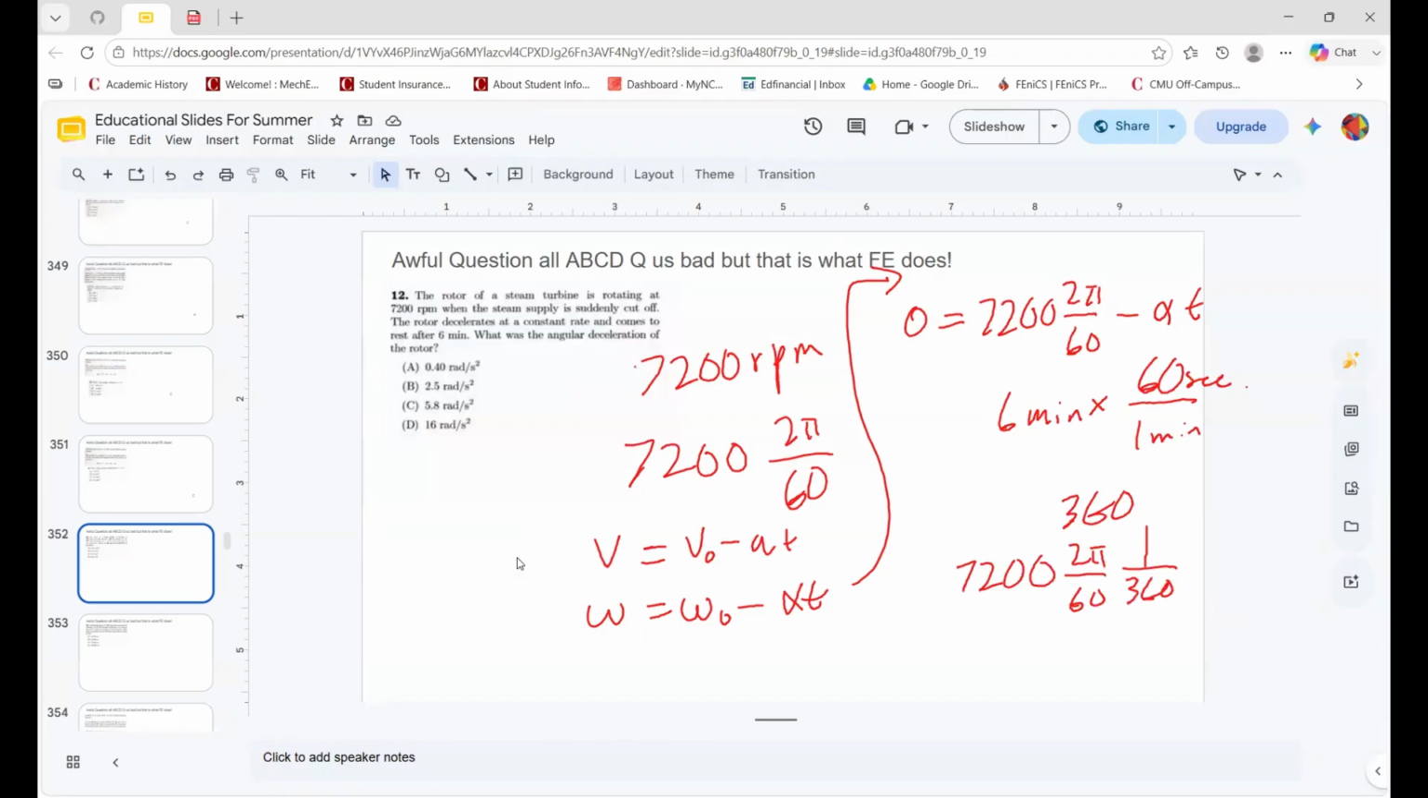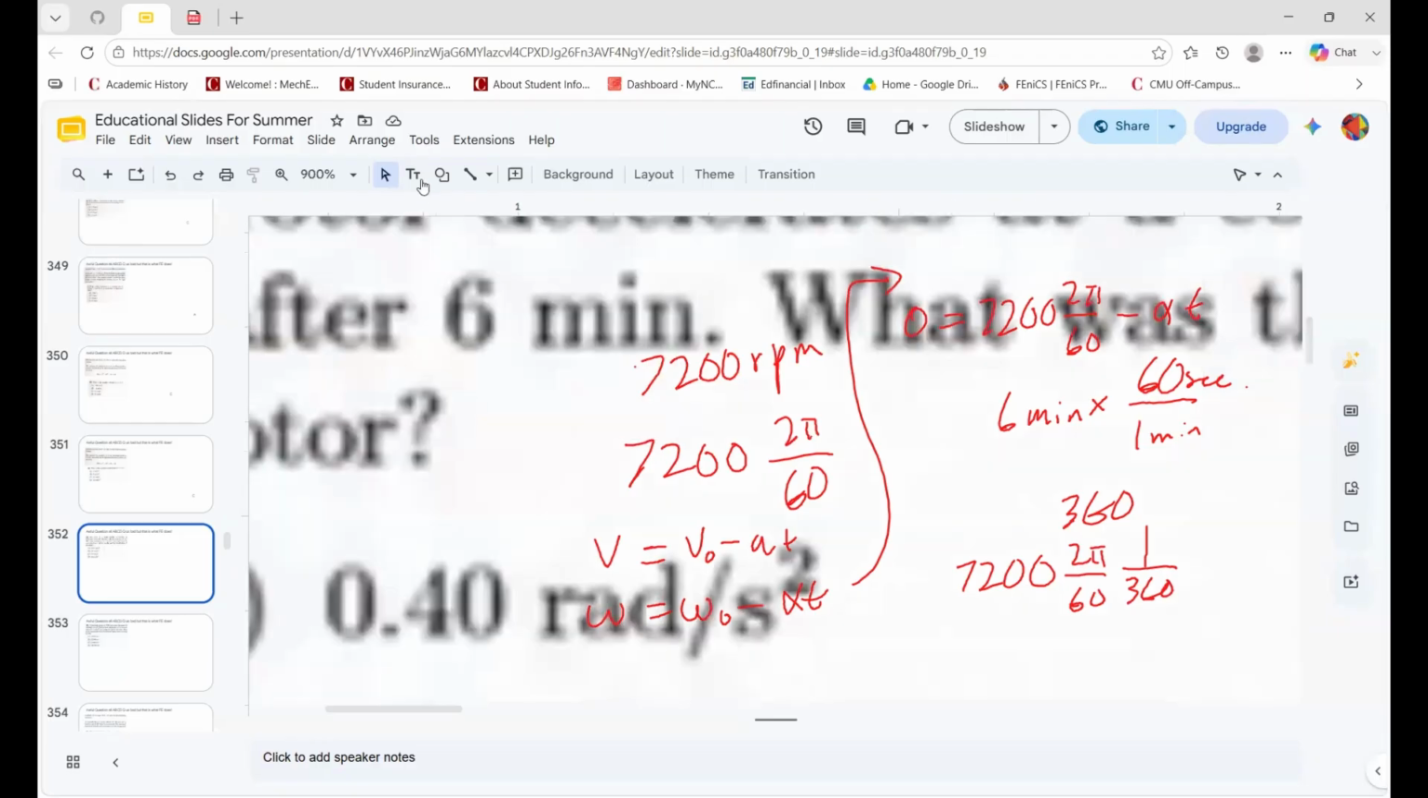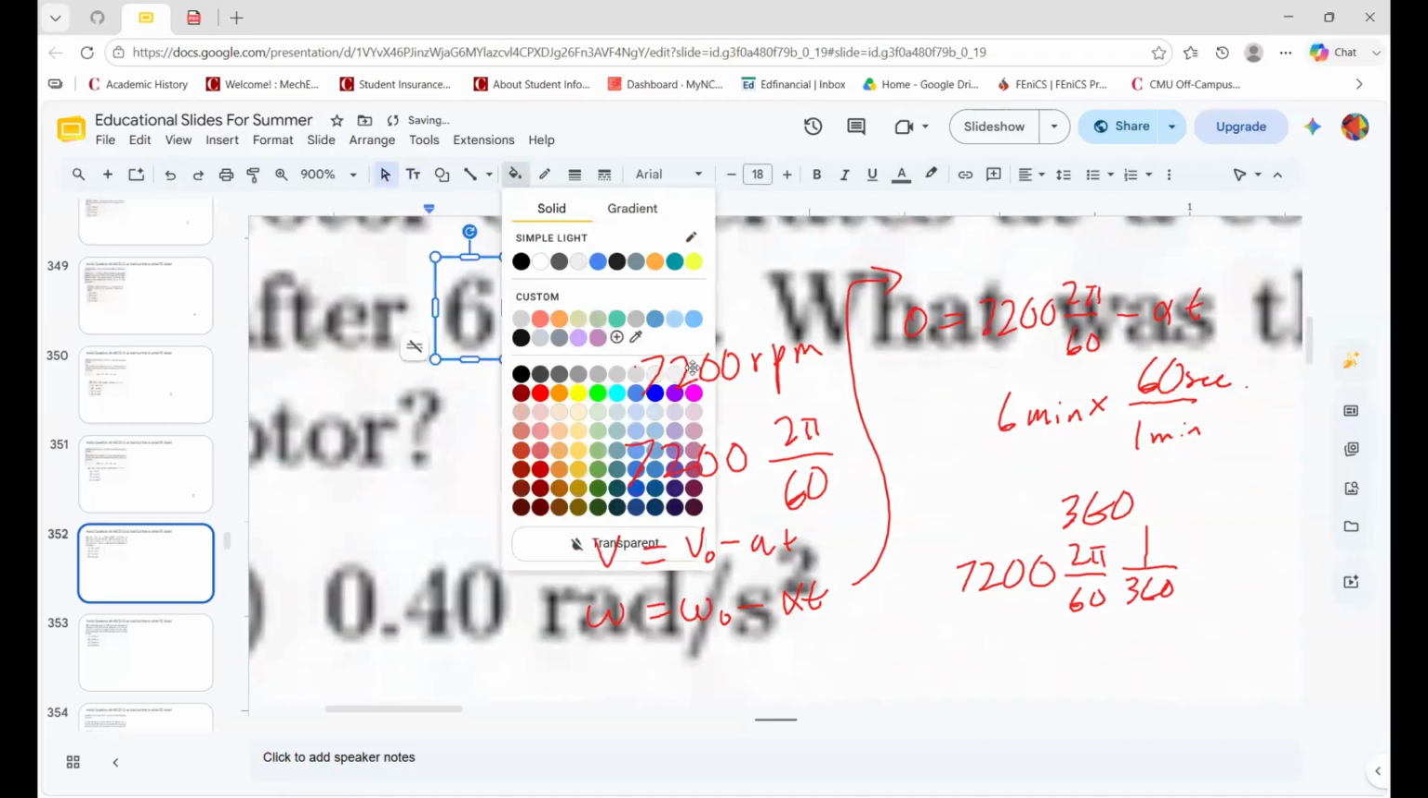What? 7200 multiplied by 2 pi over 60, multiplied by 1 over 60, which is about 2.0. That is terrible, something did not go right. Let me check the original question. I can't find a mistake in mine. The original question has a mistake, where this is actually 5. I don't know why I made a mistake here.